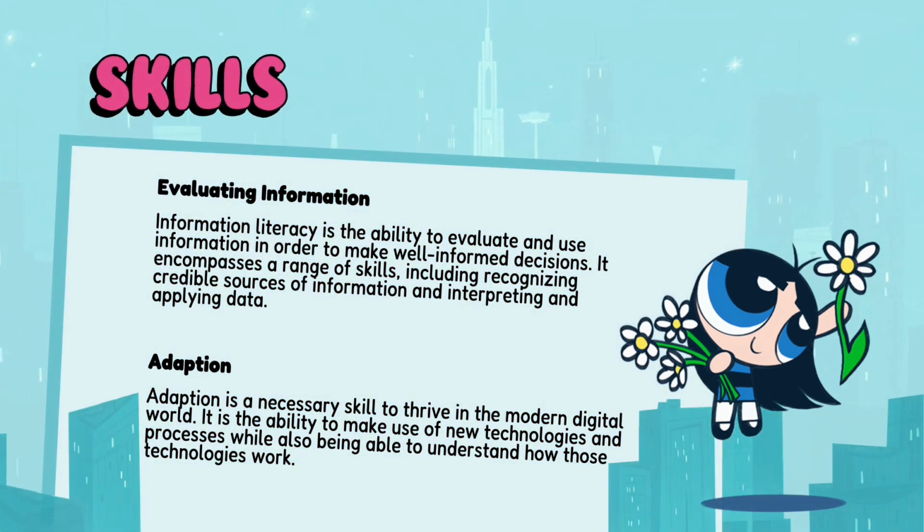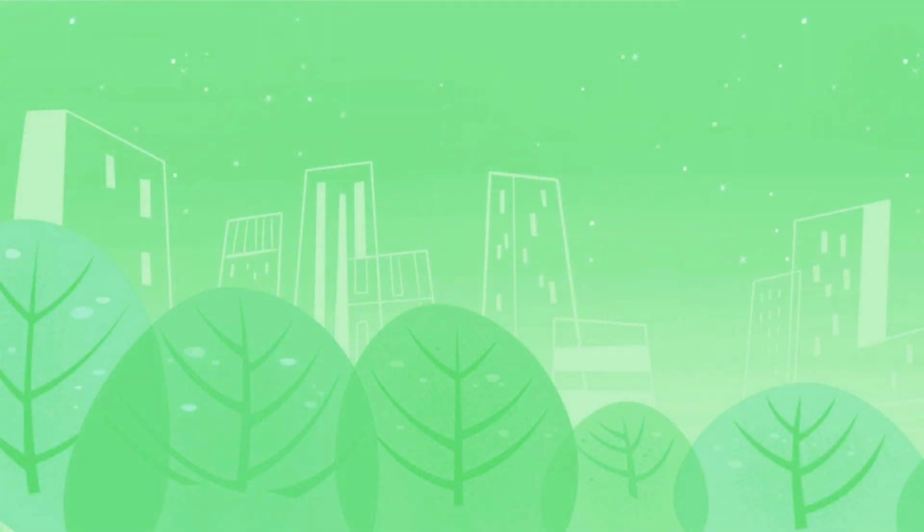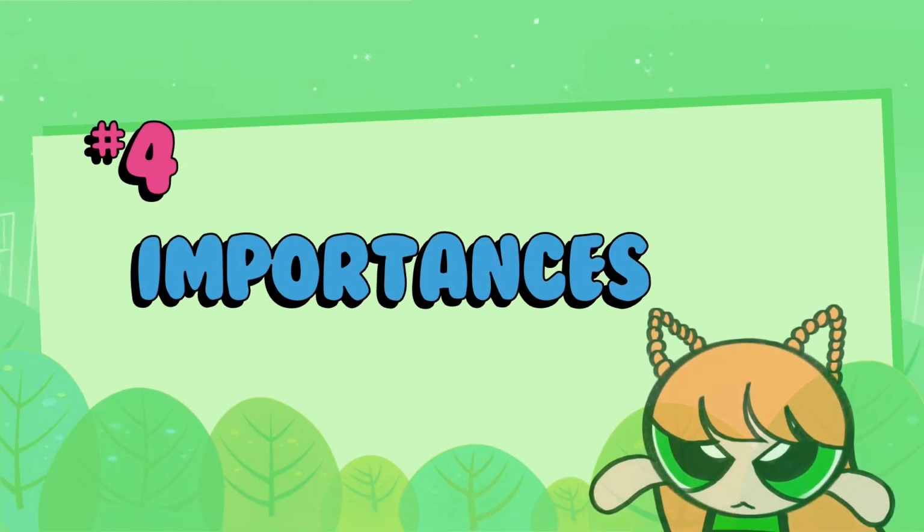So information technology literacy is the ability to evaluate and use information in order to make well-informed decisions. It encompasses a range of skills including recognizing credible sources of information and interpreting and applying data. Next is adaptation, which is the last skill. Adaptation is a necessary skill to thrive in the modern digital world. It is the ability to make use of new technologies and processes while also being able to understand how technology works.